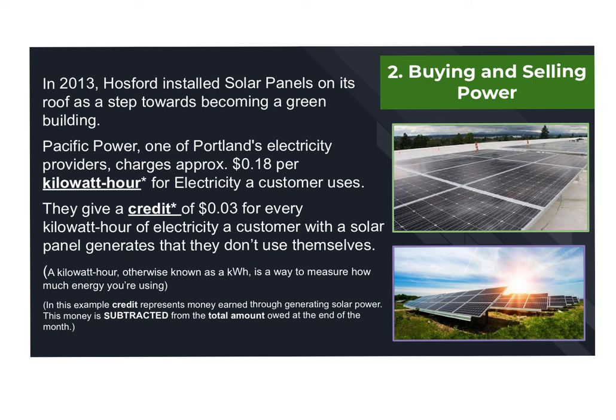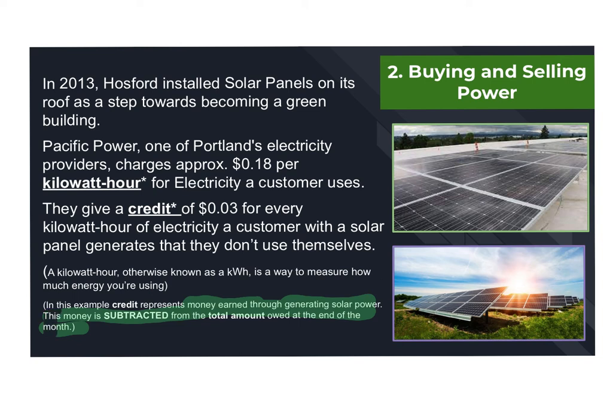So every kilowatt hour an electric customer uses, they get charged 18 cents. They are also offering a credit of 3 cents for every kilowatt hour of electricity a customer with solar panels generates but doesn't use themselves. A credit, in this example, means that it is money earned through generating solar power, and this money is then subtracted from the total amount owed at the end of the month.